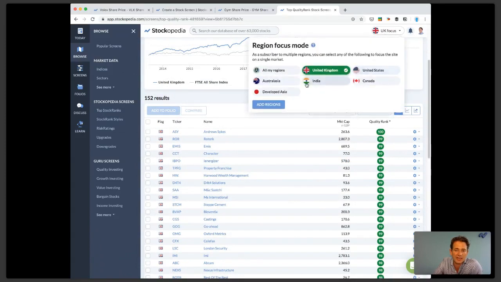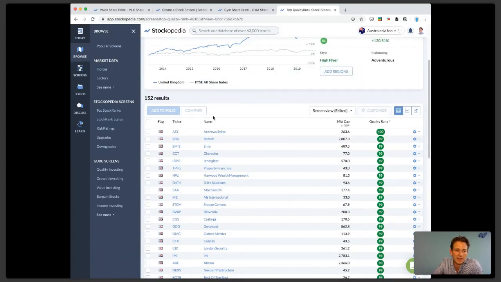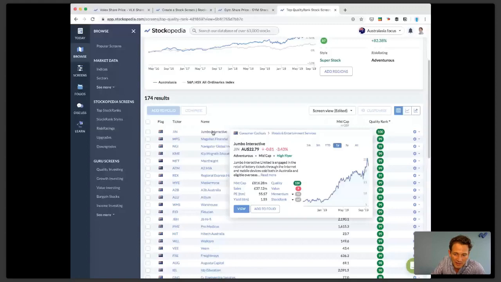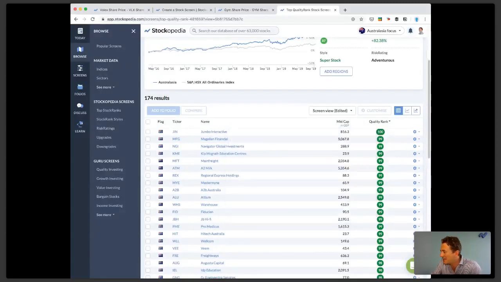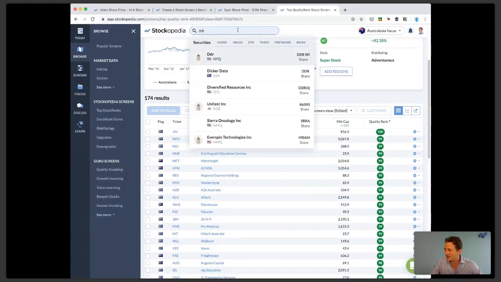If I was in Australia, I could switch to it and you see the highest quality Australian stocks, for example, on that page. Jumbo Interactive, never heard of it. When I'm next down under, I will go and buy some lottery tickets from them. Aussie stock DDR. Okay, thanks for bringing one up, Kevin.